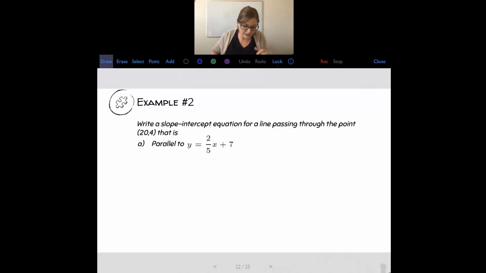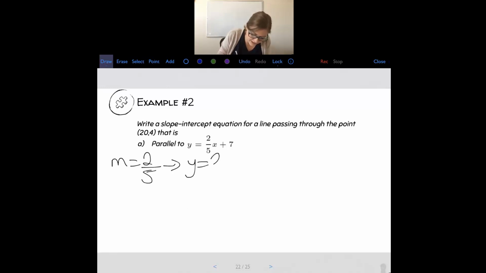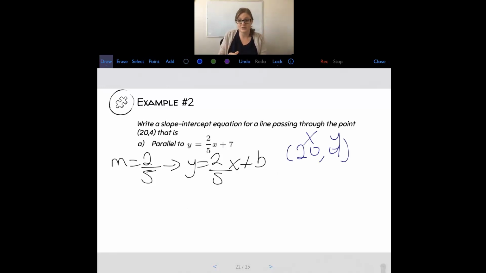For a line that is parallel to this line, we know it's going to have the same slope of 2/5. So we can start with y equals 2/5 x plus b, because we don't know the y-intercept for our line. It's not necessarily the same line as this one. Now we use our ordered pair, (20, 4). 20 is our x, 4 is our y. We substitute that into our formed equation to find b.